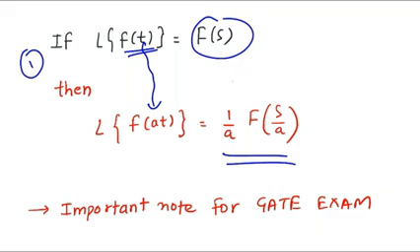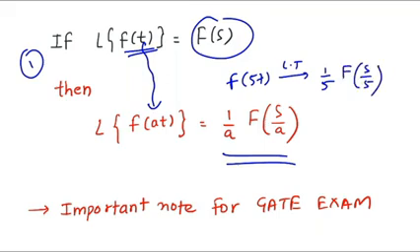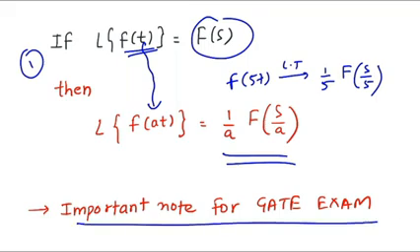So for example, if you have f of phi t, then the Laplace of this function would be 1 over phi, then capital F of s over phi. So this is the important property which is asked in the GATE examination. So make sure you are noting it down.